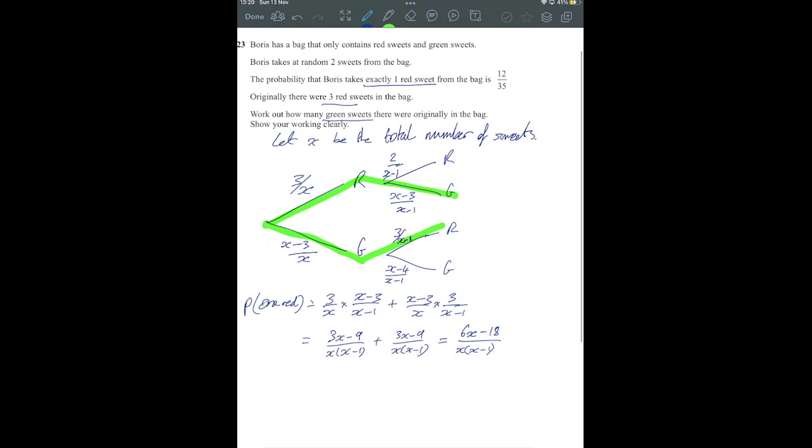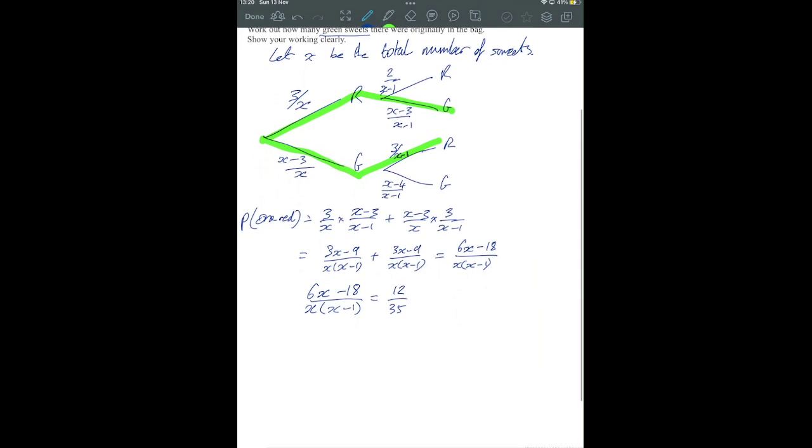So that's an algebraic expression for the probability of one red, but the question told us what this answer was. The question told us that this is 12 over 35. So the question is now turned into solve this algebraic fraction equation. Best way to do this is to multiply up by the denominators. I'm going to multiply up by 35. That gets rid of the 35 on the opposite side.